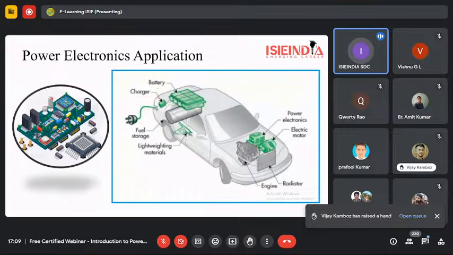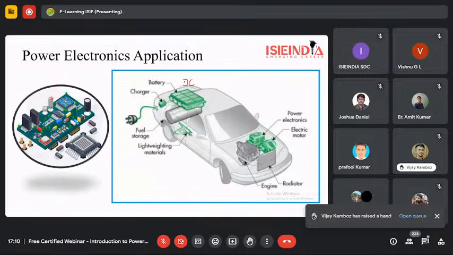Now you can see a battery. The battery pack stores energy in DC form. If we are using a DC motor, let's suppose a BLDC motor, there will be no converter. If we want to step up or step down the DC voltage level, then we will be using a chopper.